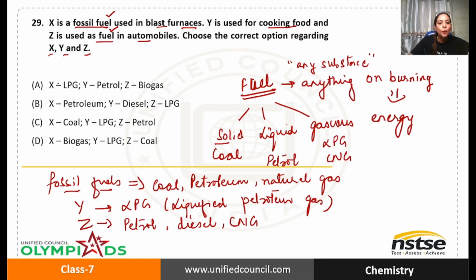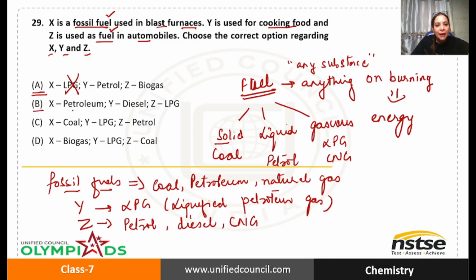Now here the option says X is used in a blast furnace and it is a fossil fuel. So option A says X is LPG. We know that LPG is not a fossil fuel. So directly you can skip the Y and Z options because this option is not going to be correct.